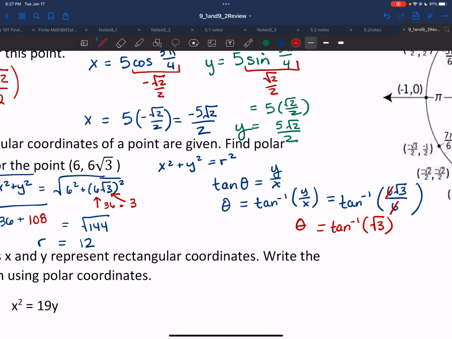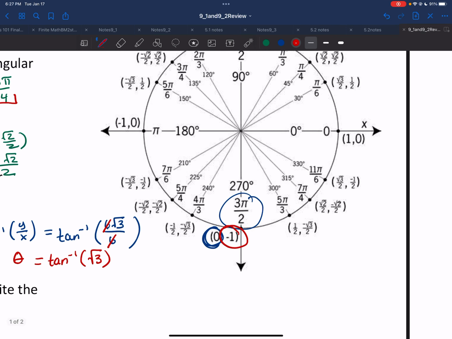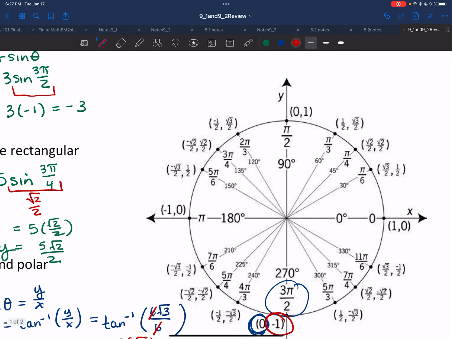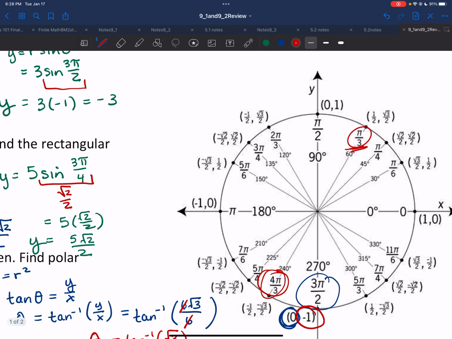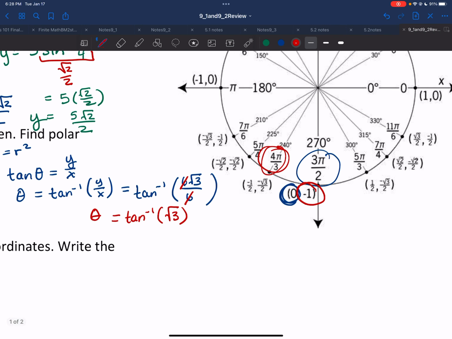I happen to know that root 3 is the tangent of pi over 3. So pi over 3, which is right here, or it could be 4 pi over 3, depending on what quadrant we're in. Because both of them are positive, then I know it's in my first quadrant, so it's pi over 3. If they were both negative but gave me a positive root 3, then I would know that it's 4 pi over 3. So pi over 3.